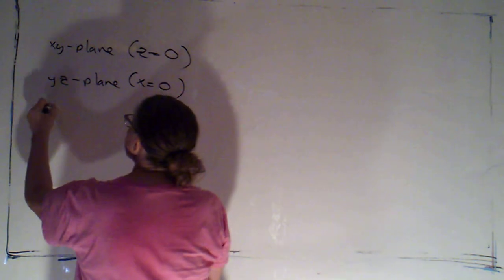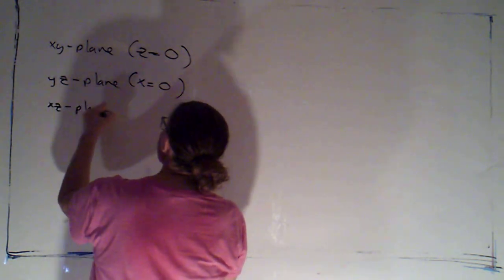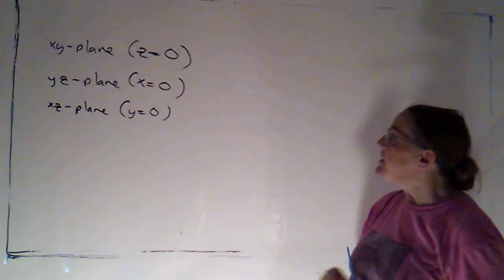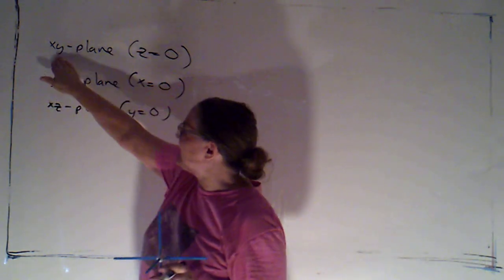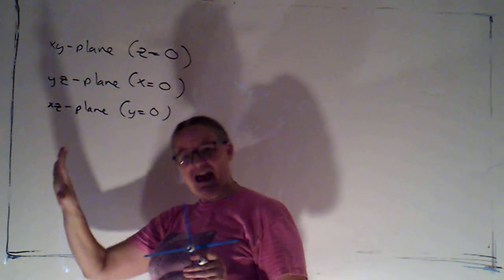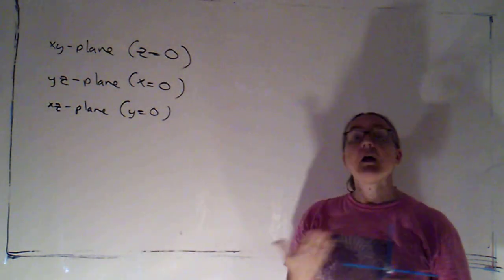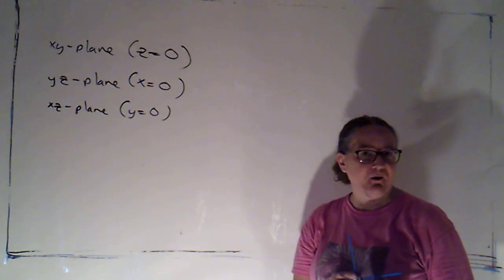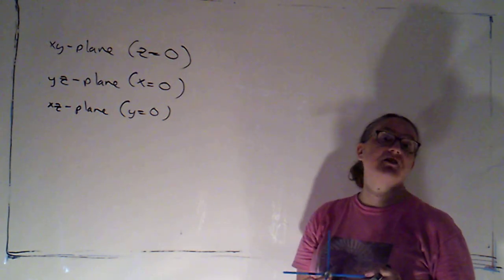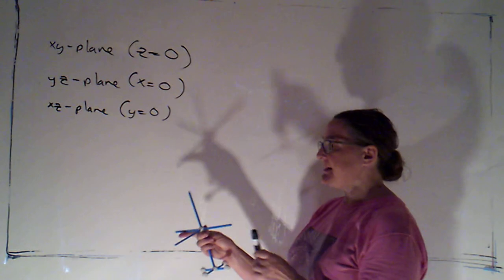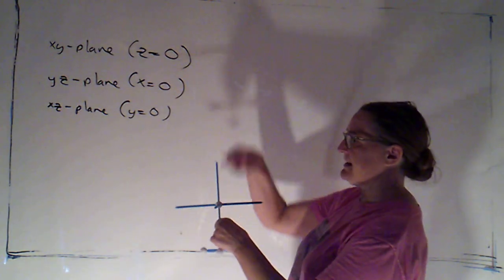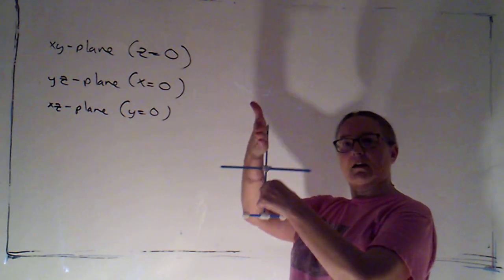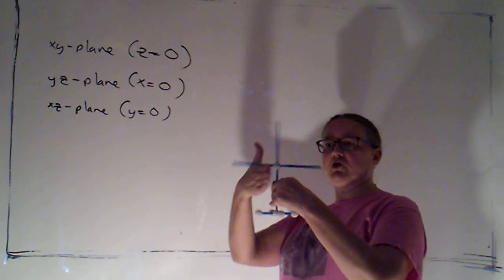And then we've got the xz plane. That would have as its equation y equals 0. So whatever variable doesn't show up in the name of the plane, that variable is fixed at 0. Much as in 2-space, the x-axis has as its equation y equals 0, and the y-axis has as its equation x equals 0. The xz plane, of course, is determined by the z-axis and the x-axis, so that would be this plane right here that would be coming straight towards you.